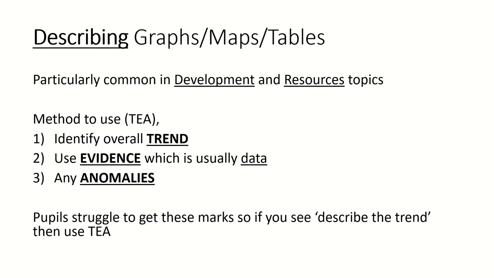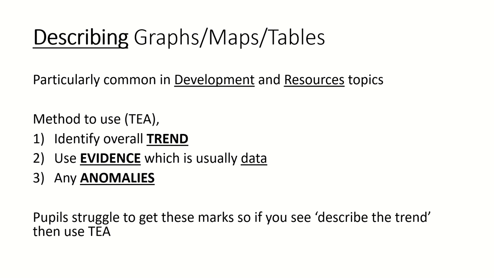This comes up in this paper far more than in paper 1. I don't think I actually saw one of these in paper 1. So describing graphs, maps or tables. Really important, and it comes up a lot in development and resources topics. So we use the T method, the Mrs. Hunter T method. Firstly, decide the overall trend. That should be quite obvious. In a graph, it's probably the number going up or the number going down, or the thing increasing or decreasing.